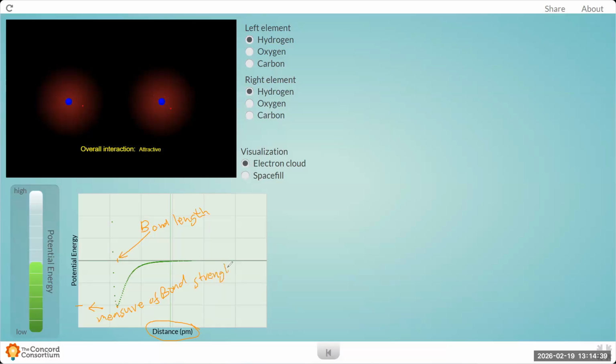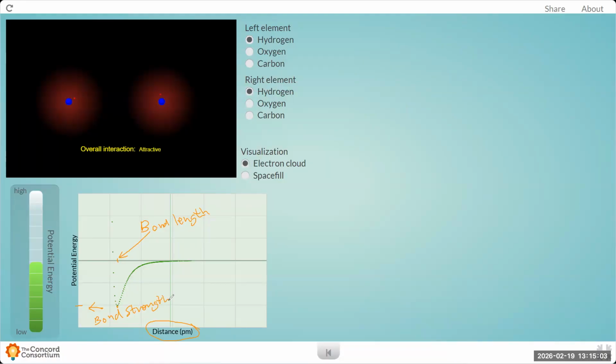Okay, I'm going to delete all of this. All right. So, measure of bond strength. Without saying all that, we can say this. We say bond strength only. So bond length and bond strength. So this is about the bond strength.